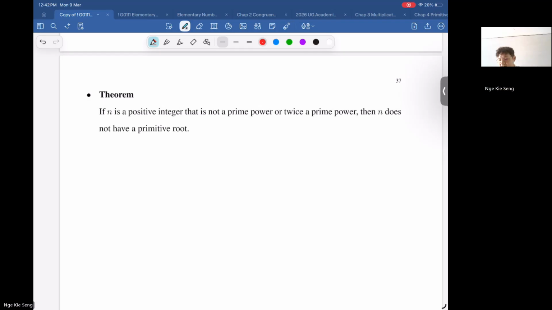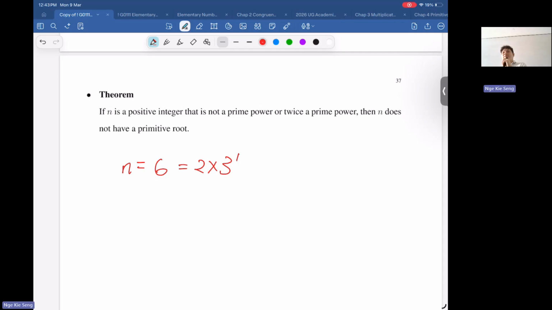So n equals 6. Okay, 6 is what? 2 times 3. Is this twice a prime power? It's not a prime power, right? But 2 times 3 is twice a prime power, isn't it? This is 2 times 3 to the 1.